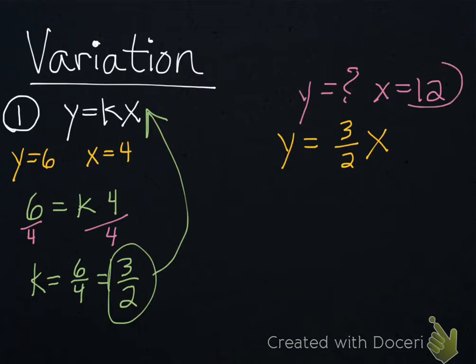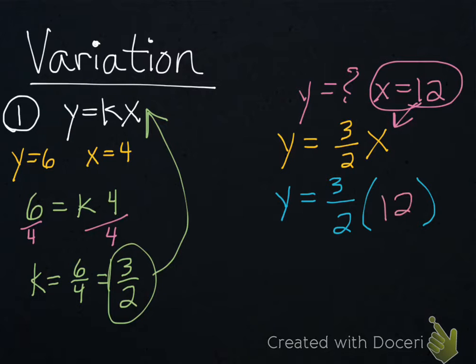Now we can take our x equals 12 and plug that in, so we can solve for y. So we'd have y equals 3 over 2 times the 12. Okay, so 12 divided by 2 is 6, and 6 times 3 is 18. So my final answer is 18.